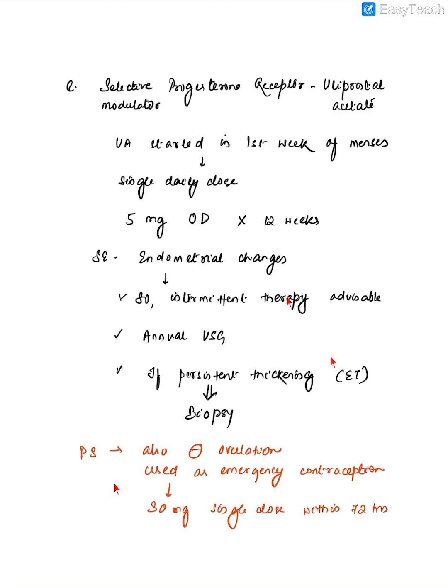Please note here that ulipristal acts by inhibiting ovulation and can also be used as emergency contraception. Here the dose will be different from what we are giving in fibroids. For fibroids, we are using 5 mg OD for 12 weeks. As an emergency contraception, if we are giving ulipristal, it has to be given as a 30 mg single dose within 72 hours of unprotected intercourse.